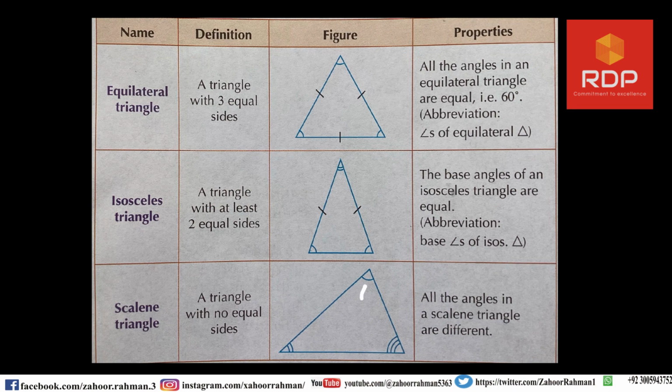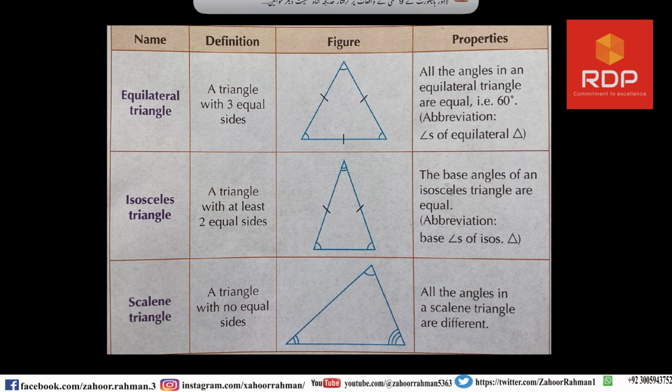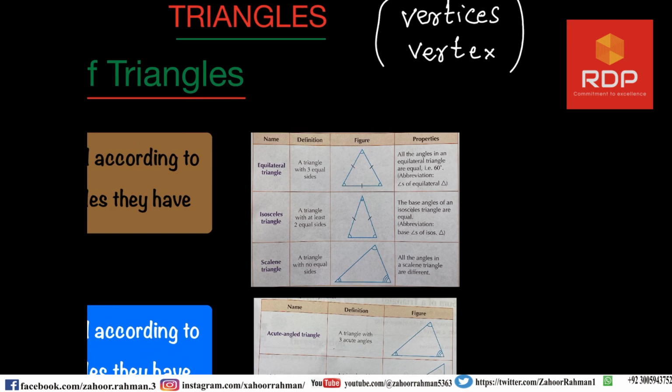This angle will be different from this angle, which in turn will also be different from this angle. So if all the angles of a triangle are not the same, then it means that all the sides will also not be the same. So the first classification is on the basis of the sides and the angle.